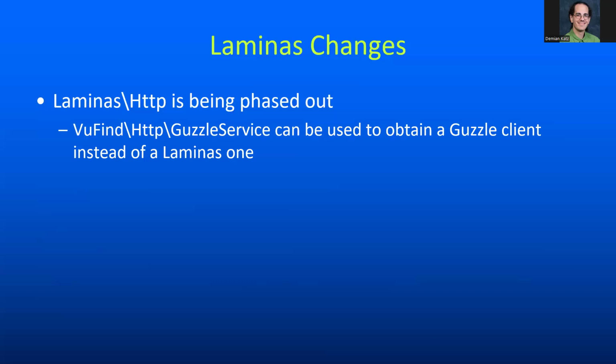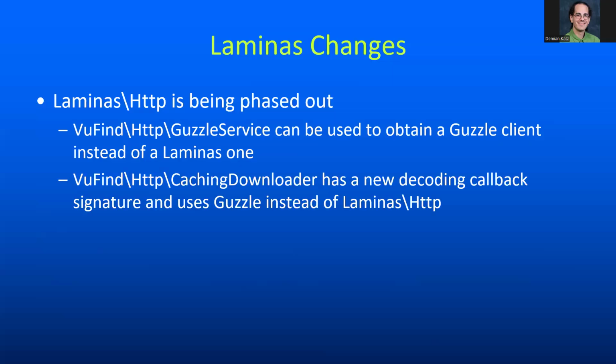So VuFind was already in a situation where we were using different HTTP clients in different situations out of necessity. So what we're working on doing now is starting to convert Laminas HTTP calls to Guzzle calls so that when the time comes that Laminas HTTP has to be completely removed, it's less work. We've started in a relatively small way in VuFind 11. The VuFind HTTP caching downloader has been changed to use Guzzle, and as a result of this, there's a callback mechanism where you can set a decoding function, and that callback function now expects Guzzle instead of Laminas HTTP.